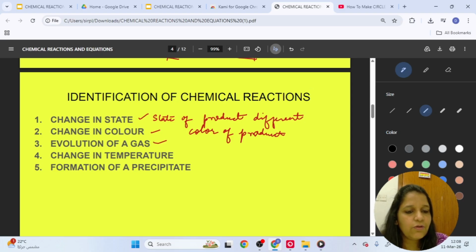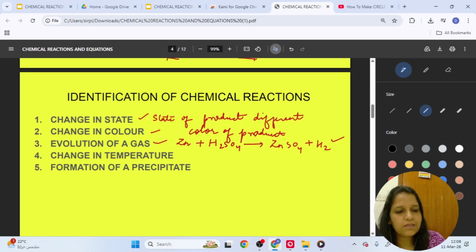Or if there is an evolution of a gas, like you know that whenever a metal reacts with acid, कोई भी आप ले लो, HCl ले लो, H2SO4 ले लो. So when these two react, what does it form? It forms ZnSO4 plus H2. So here what is happening? There is an evolution of a gas. So this also gives us the identification of a chemical reaction.